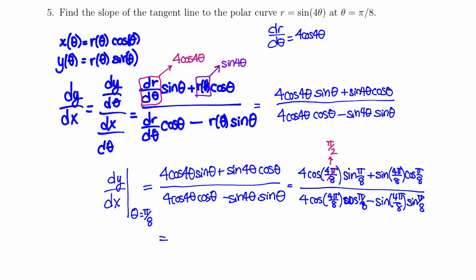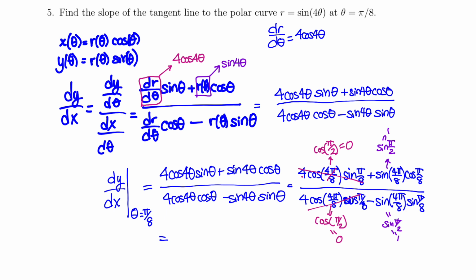Cosine of pi over 2 is 0, which means this whole term drops out, because it's all 0. Same thing happens down here. 4 pi over 8 reduces to pi over 2. That's 0, so this whole term drops out. And that just leaves us with the sine of pi over 2. What's the sine of pi over 2? 1. Thanks, Brandon. Yep. And the sine of pi over 2 is also on the bottom.